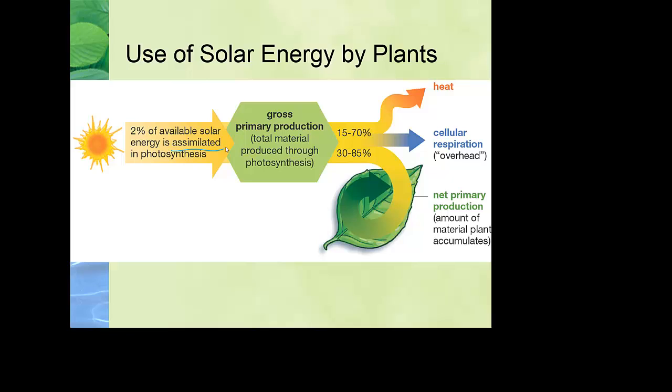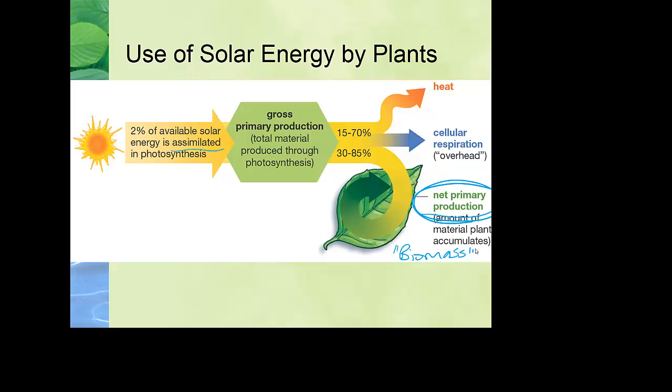So a lot of it is lost as heat. A lot of it is used in cell respiration. Plants still do cell respiration. They have mitochondria. They have to grow. So they're doing that cell respiration. And what we want to look at is this net primary production. This is what's most interesting to us, because this is what is actually going to be built into biomass that we've talked about before, or basic plant materials.